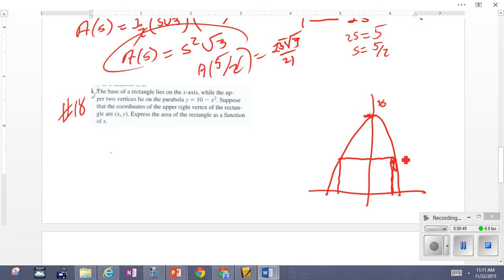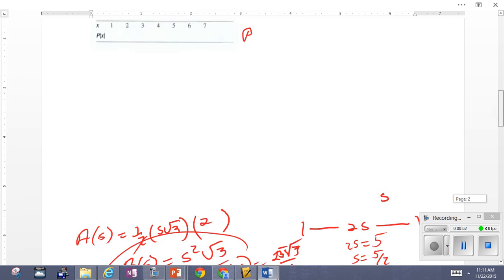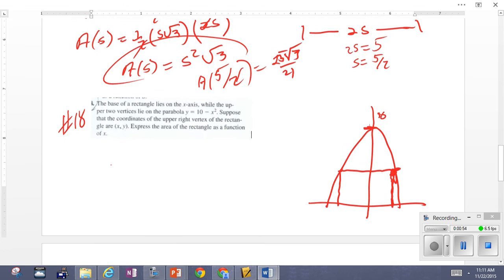Alright. We've looked at these on Sketchpad. Sorry about that. We've designated this point on the curve as (x, y). Our curve, of course, is y equals 10 minus x squared. Okay? And based on this point, we can obviously say that this is x and this height is y.